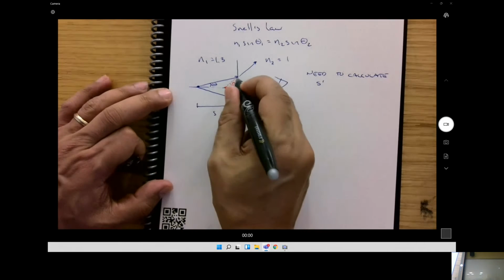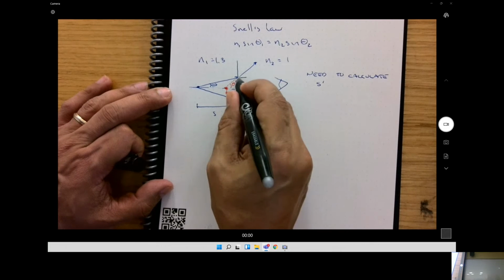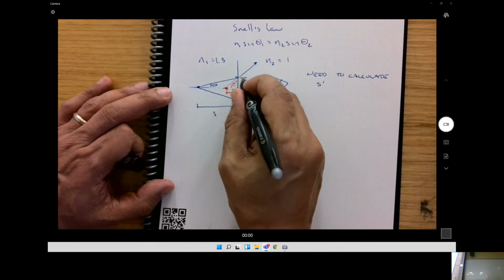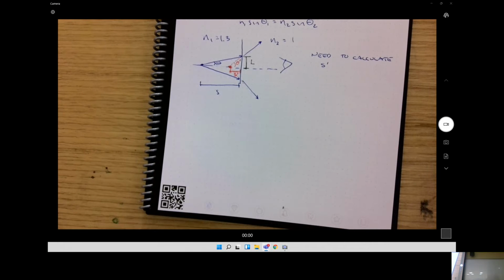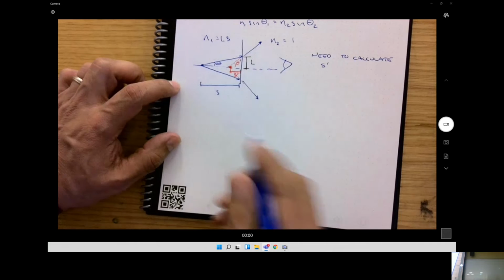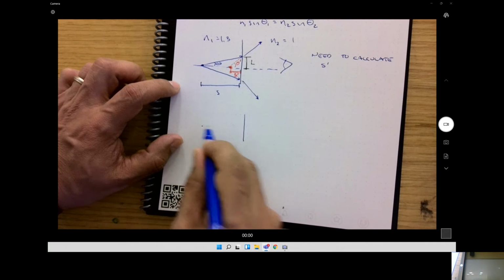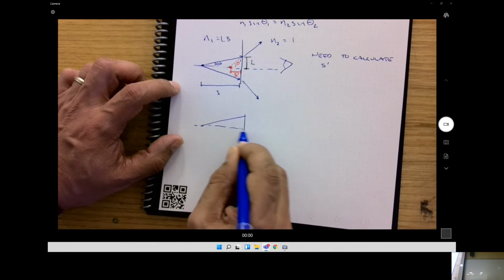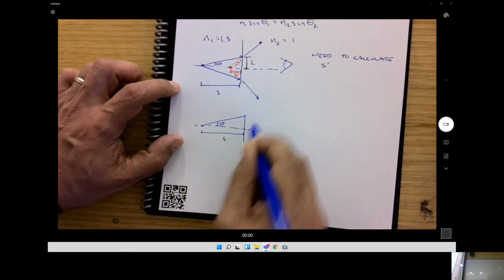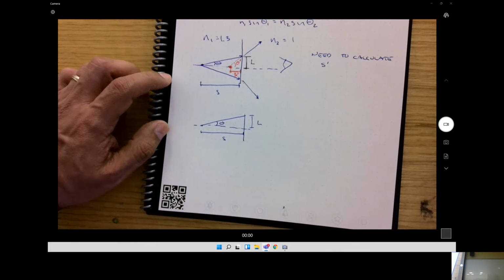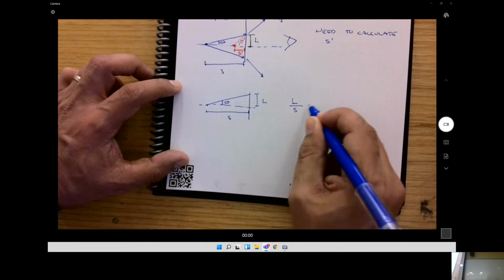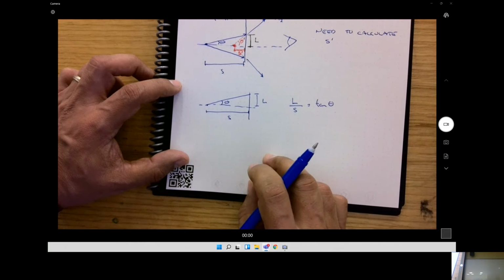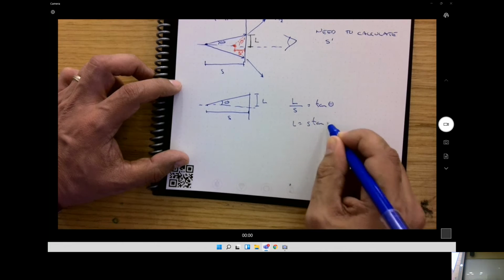I'm going to have this distance from my optical axis to the point at the interface where the rays are incident. I'm going to call this distance L. I'm going to do the first triangle just to make it a little bit clearer. I have my optical axis, this angle theta, this distance S, and this distance L. I hope that everybody can see that here L over S is the tangent of theta. So L is equal to S tangent of theta.